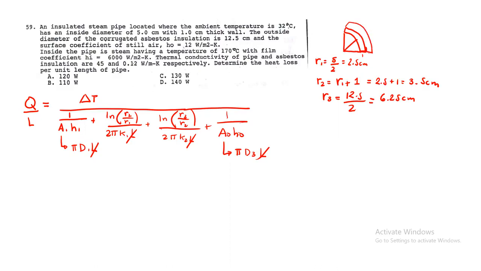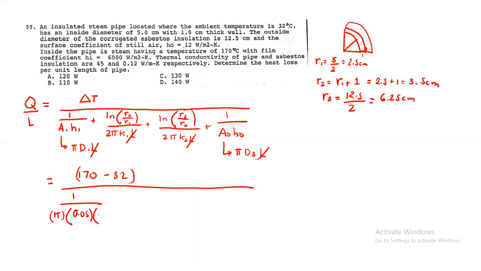Then, meron pa siyang isa dyan na insulation, which is, hindi na sinabi yung thickness, no? Pero, ang pinaka-outside diameter natin is 12.5. So, substitute natin dito. Change in temperature niya dyan is 170 minus 32, dalawa lang naman yung temperature dito, no? So divided by 1 over area, so pi times D1 natin. Ang D1 is 5 cm or 0.05 meters para maging meters, times 6,000 H1. Ang H1 natin dyan is 6,000. Yan yung H ng inside.